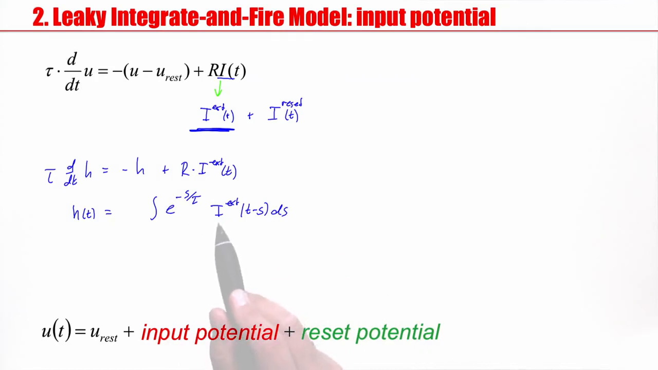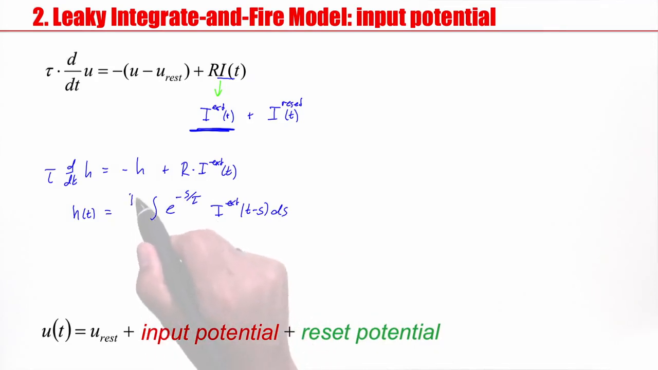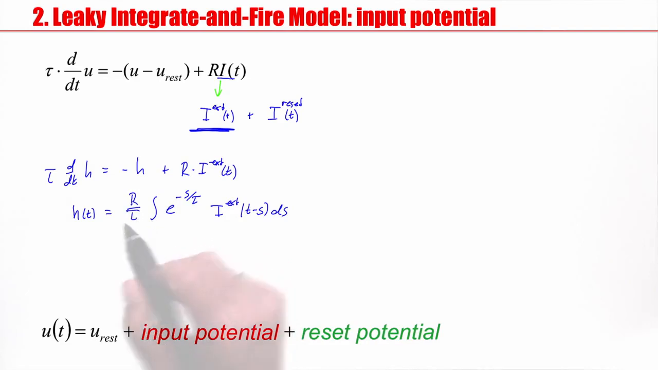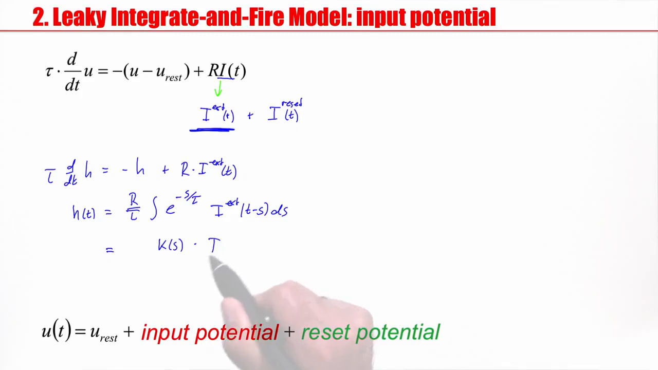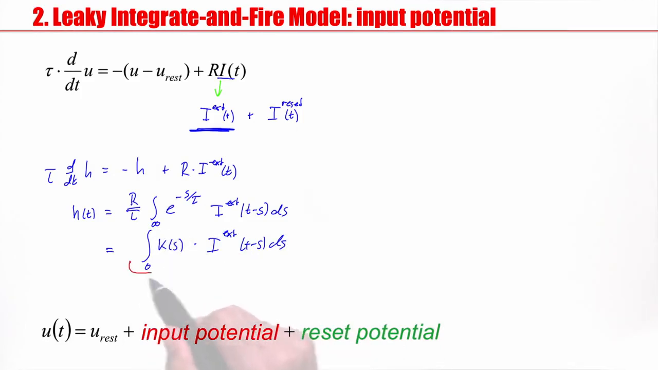Now, I need to have the units correct, and the way to do this is to write here r over tau. Tau is rc, so this would also be a 1 over c, 1 over the capacitance of the RC circuit. So I can write this h of t as some filter, kappa of s, I of t minus s ds, and the integral runs from 0 to infinity. And this is the input potential.